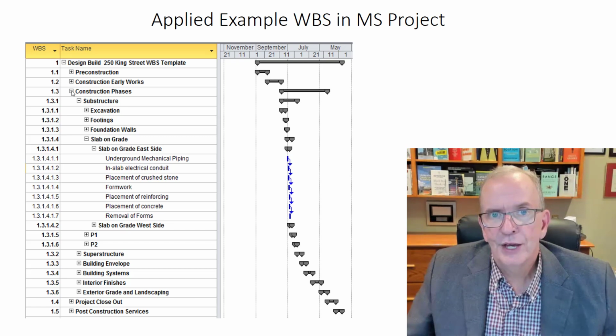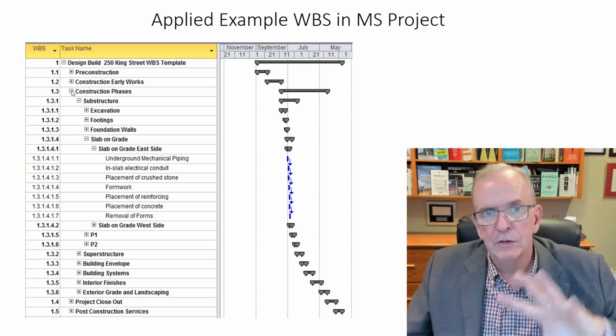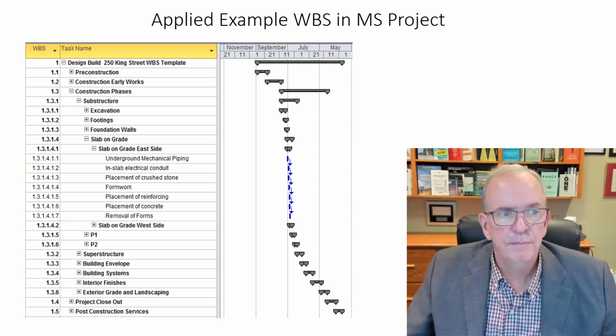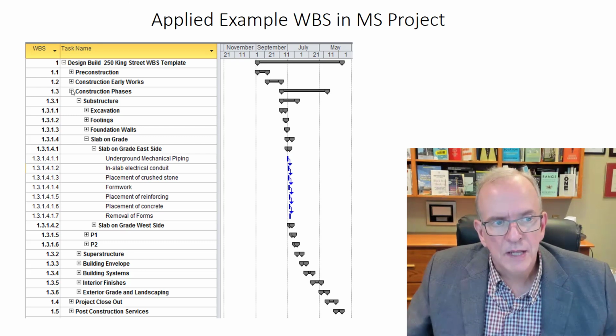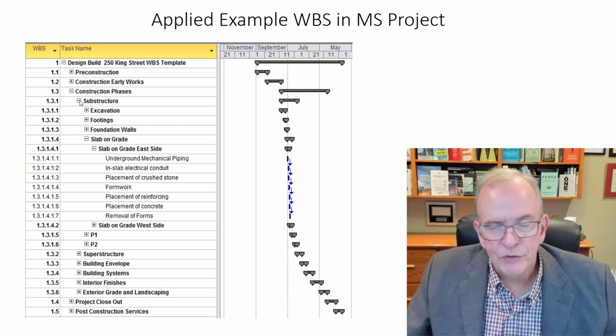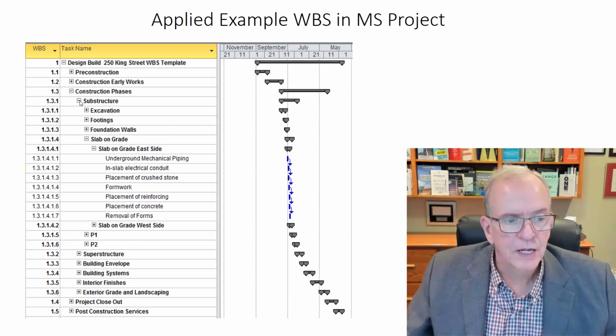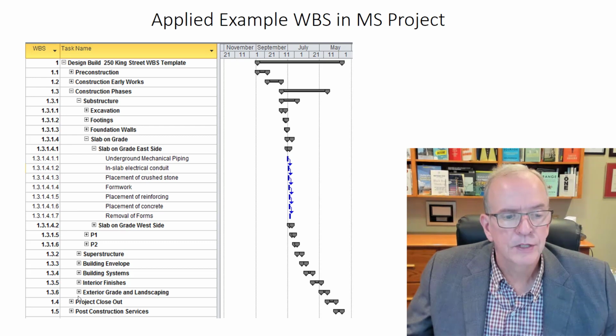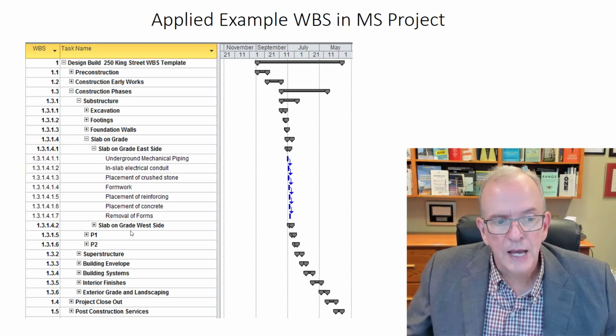It helps if you've got several thousand activities in your project and you don't want to have them all shown at the same time. So in that next instance, I have the construction phases open. And remember, we said substructure, which I was missing on the previous slide, superstructure, building envelope, building systems, interior finishes, exterior grade. Then under substructure, we've got excavation, footings, foundation slab, slab on grade. And then I've got slab on grade east side, slab on grade west side. And you can see how they line up. And then you've got all the activities listed underneath.